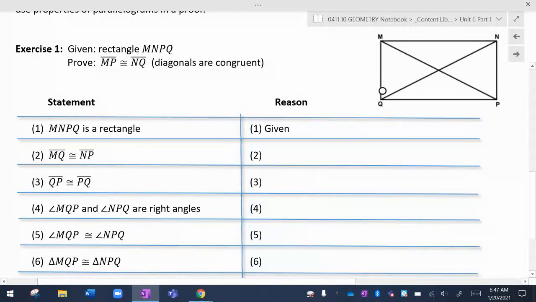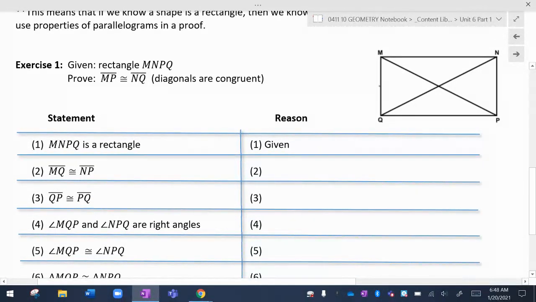Well, if MNPQ is a rectangle, that seems fine. MQ is parallel to NP. They're saying show that this is congruent to that. MQ is congruent to NP. Oh, well, that would be true because opposite sides of a rectangle are congruent. Fine. And then QP is congruent to PQ. Well, wait, QP congruent to PQ. That's the same line twice. So that must be the reflexive property.